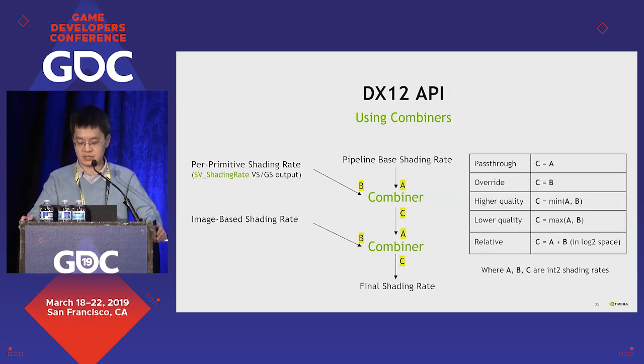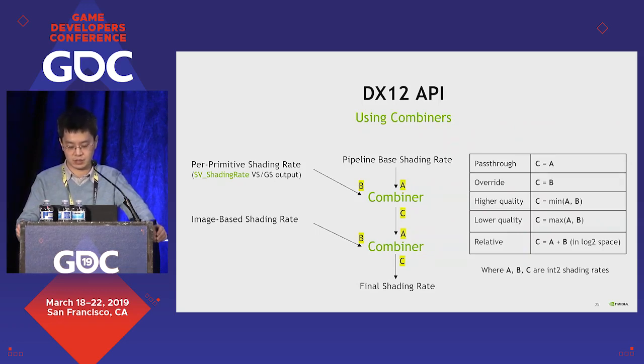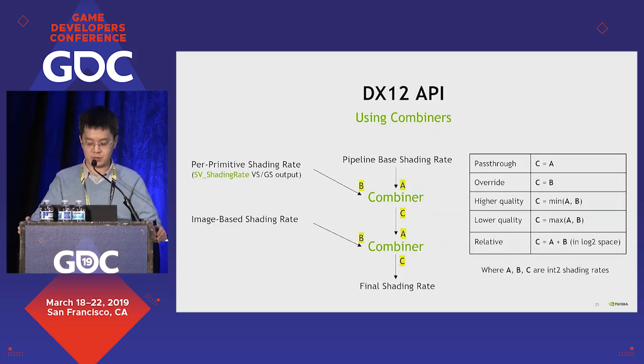So there's first a base shading rate, which can be set per draw call. And next, the vertex or geometry shader can set a primitive shading rate through a special attribute in the shader, which can override or be combined with the base shading rate using one of the functions on the right. And finally, the shading rate image can provide a third input, which can again override or be combined with the passed-on shading rate. So these combiners provide additional flexibility for the app to implement adaptive shading.